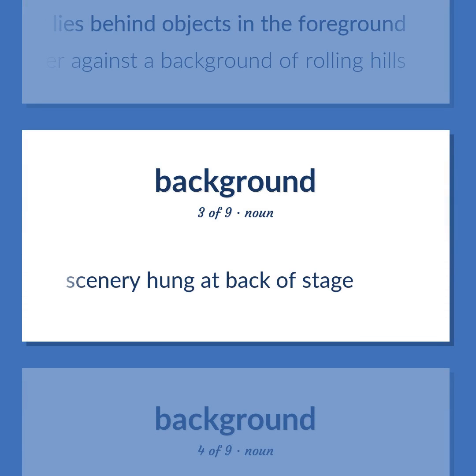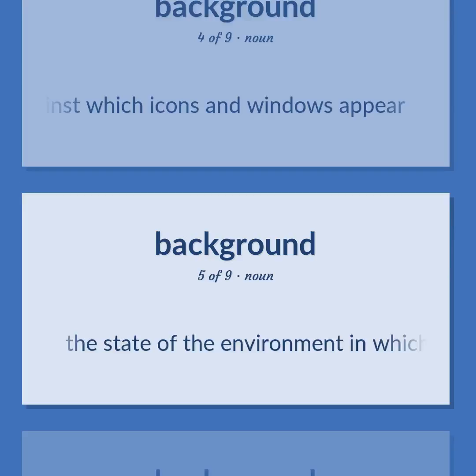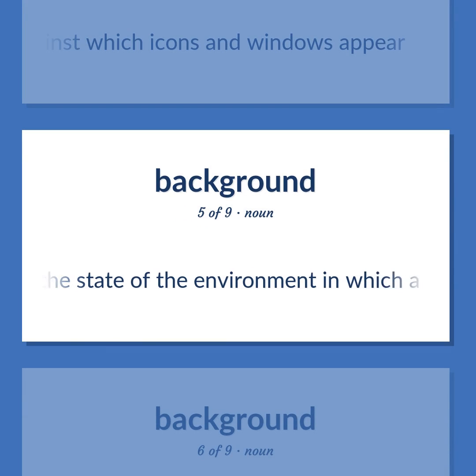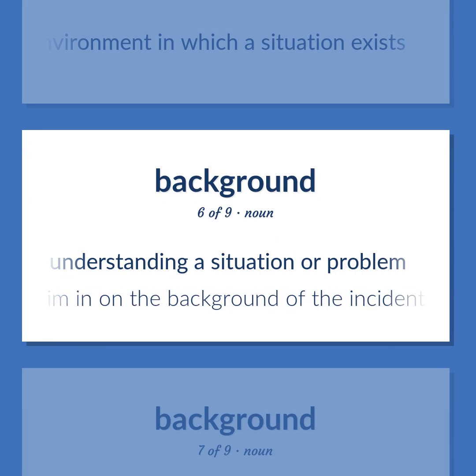Scenery hung at back of stage. Computer science, the area of the screen in graphical user interfaces against which icons and windows appear. The state of the environment in which a situation exists. Information that is essential to understanding a situation or problem. The embassy filled him in on the background of the incident.